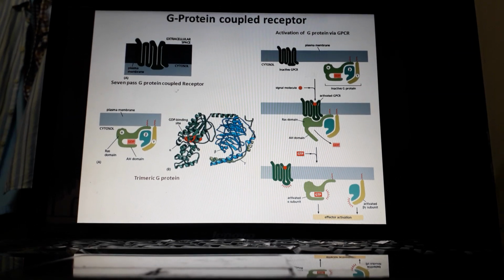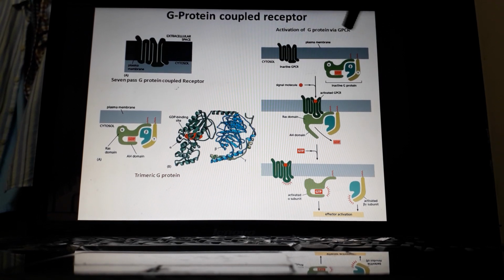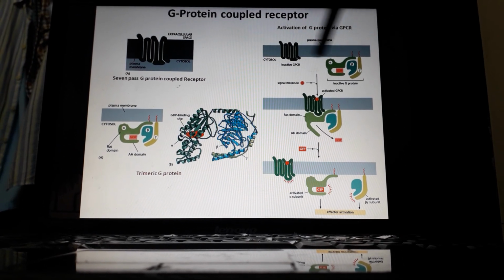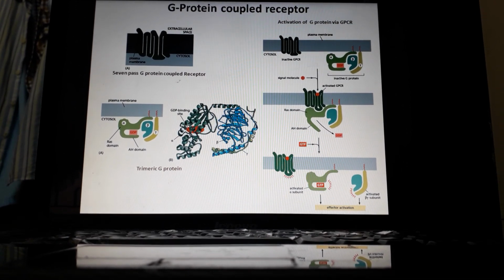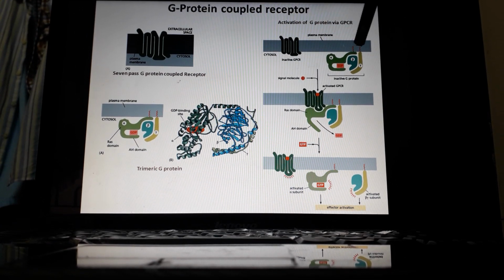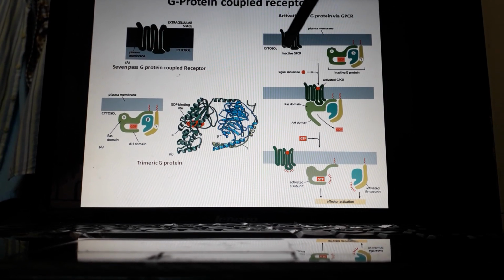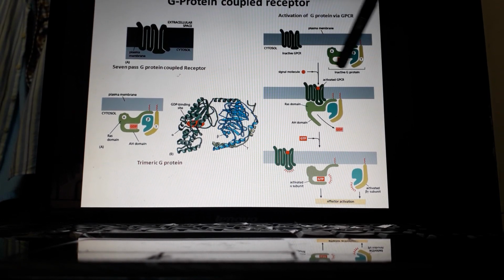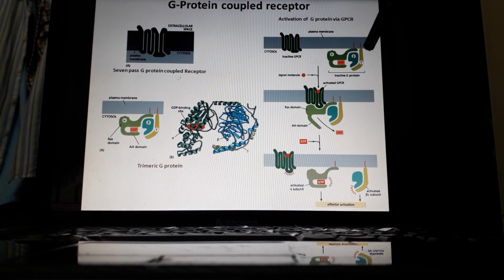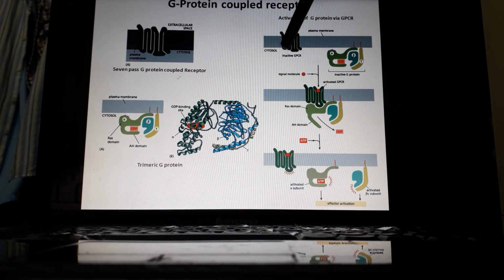Now, the receptor is basically far away from the G protein, or in some cases they are also attached with the G protein. The receptor is attached with the G protein, or in some cases they are quite far from the G protein. However, whatever it may be, the cytosolic face of the receptor is very near to the G protein.